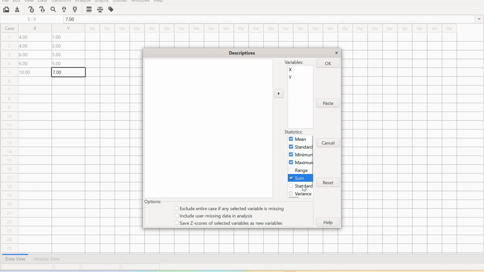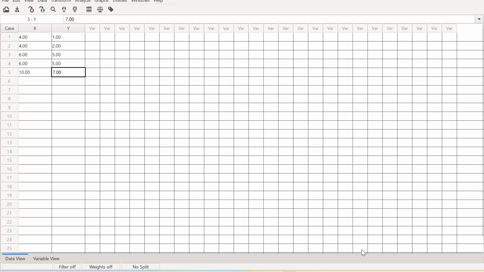And variance. Variance good too. Okay. The mean for x is 6. Mean for y is 4. Standard deviation.